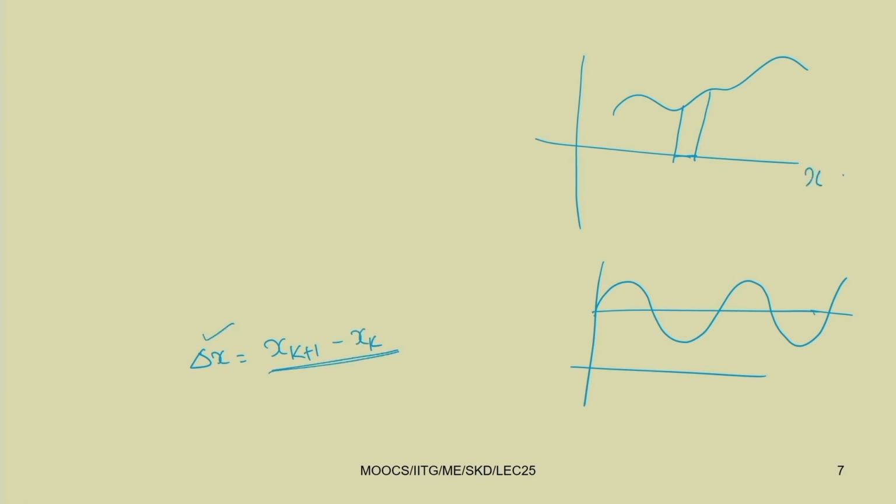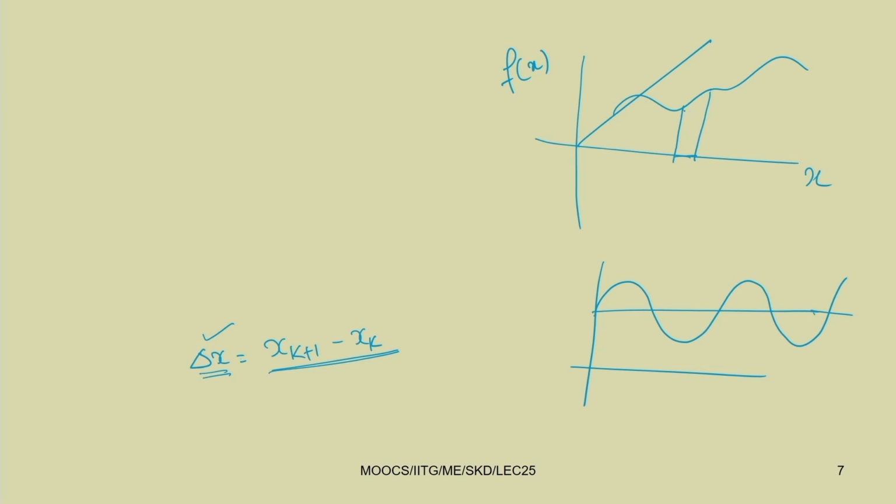So this is x and this is f(x). To get the accurate result, we must take this value very small to get the correct result. So this is a linear curve. Instead of a linear curve, if you are taking some other curve, then if we are not taking delta x very small, the result will differ.